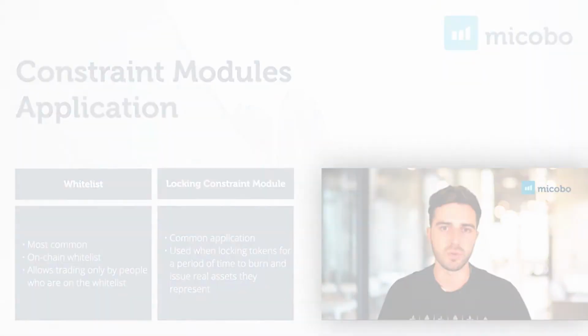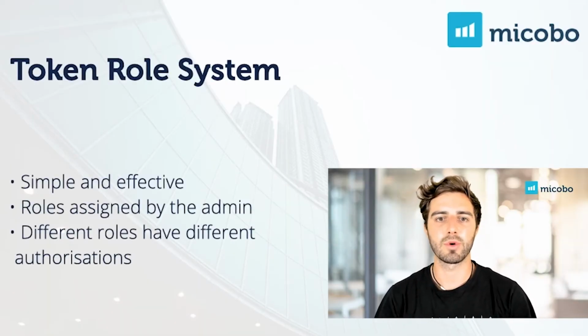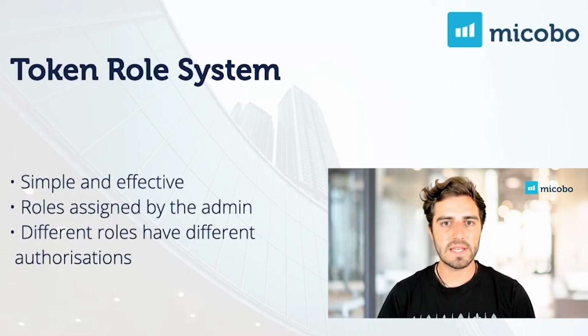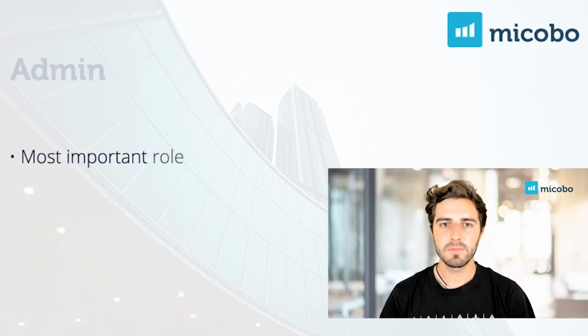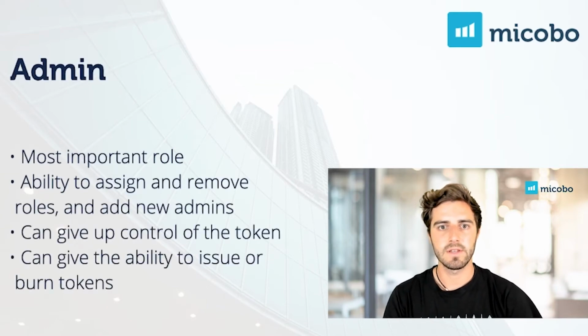During that time, we can give out the actual shares to the owner, and if the process succeeded, we can then burn the tokens. Our token features a simple but effective role system. Different roles can be assigned by somebody holding the admin role, the first of which is set during token creation. The most important roles are the admin. The admin is the most important, most powerful role.